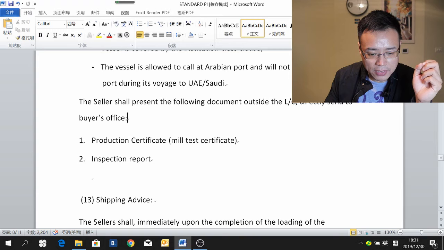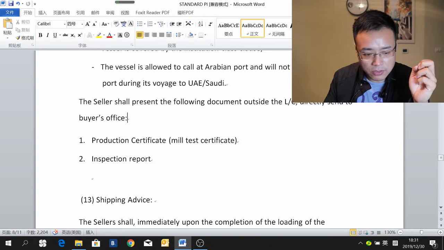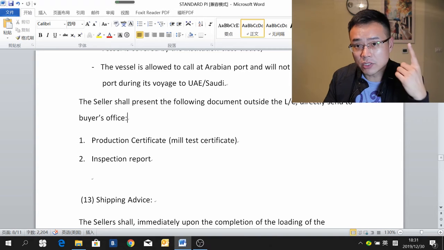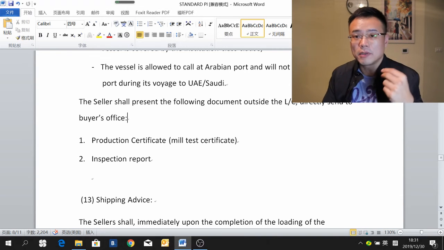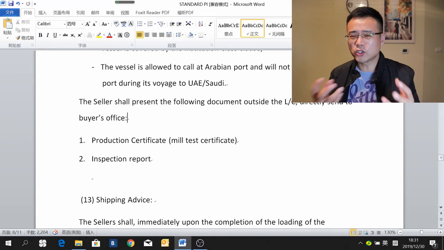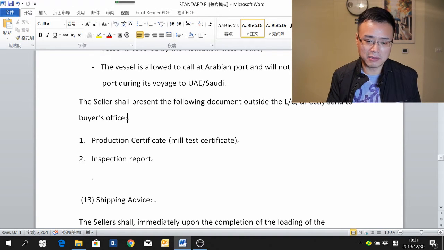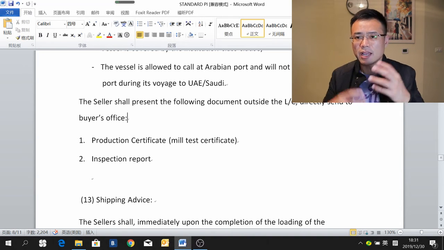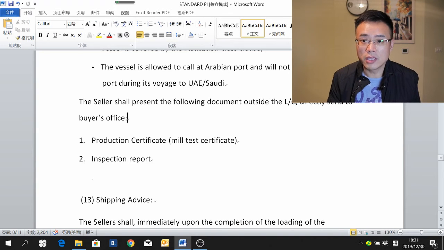The seller should present the following documents outside the LC, directly sent to the buyer's office. This is about MTC and inspection report, because the buyer wants to make sure the quality is right, but with only commercial invoice, packing list, certificate of origin and bill of lading, they cannot guarantee the quality. So they will ask you to send MTC and inspection report through the bank channel.